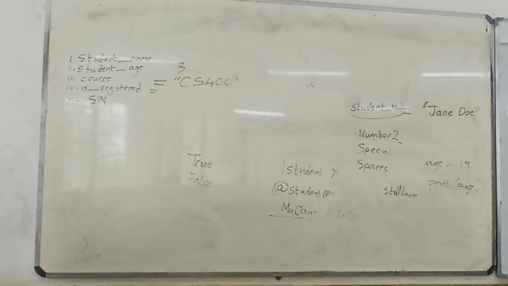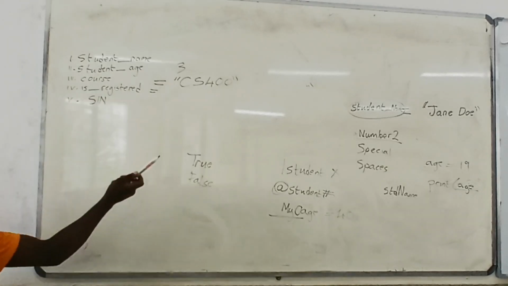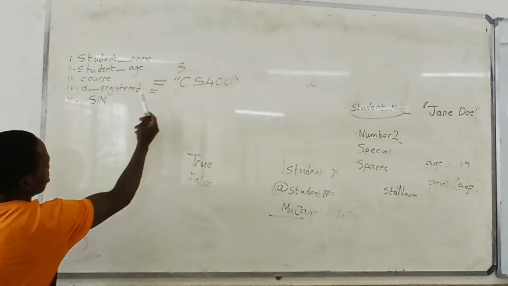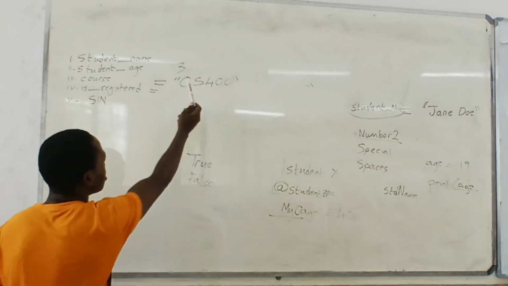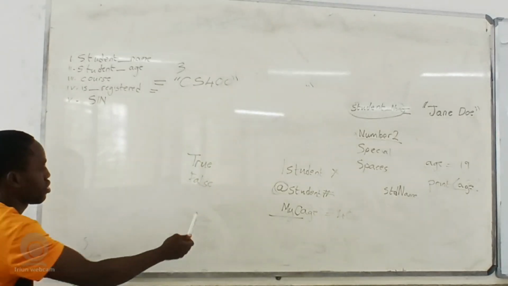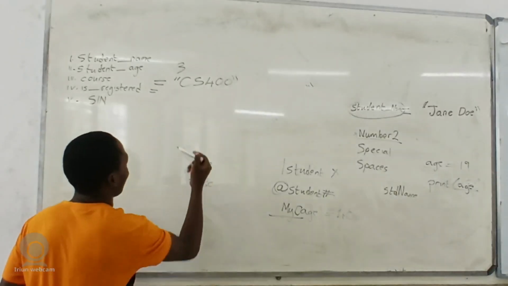So now you look at it. The name of the person is Jane Doe. The student age, they're 3 years old. The course is showing CS 400. Are they registered for this course? False. They're 3 years old. False.